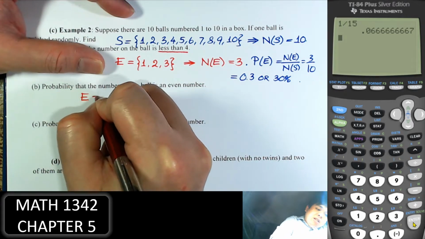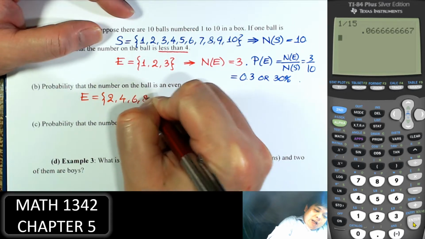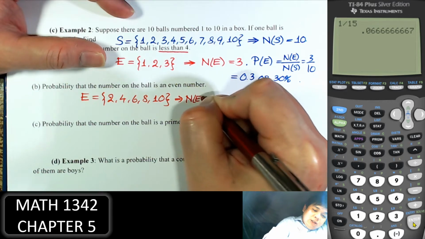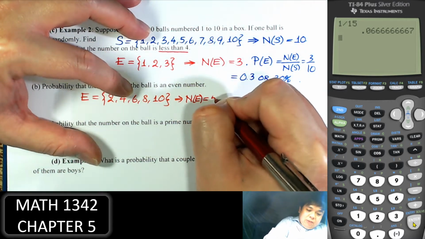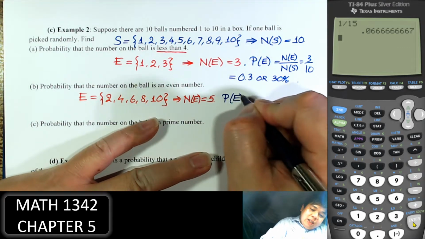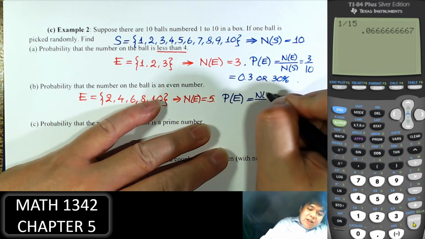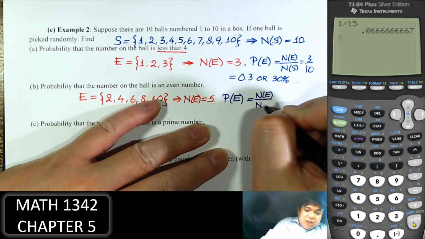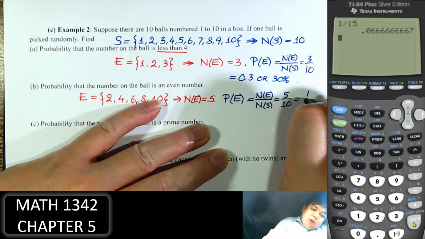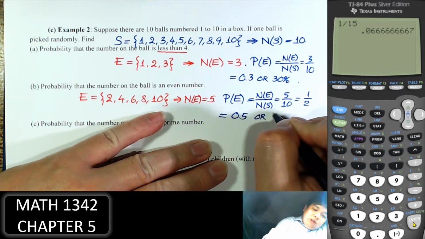Right. Next, the probability that the number on the bone is an even number. So the event now is an even number. Out of this list it will be 2, 4, 6, 8, and 10. And if we count, there are 5 of them. So the probability of getting event E is the number in the event divided by the number in the sample space: 5 over 10 or 1 over 2, which is 0.5 or 50%.